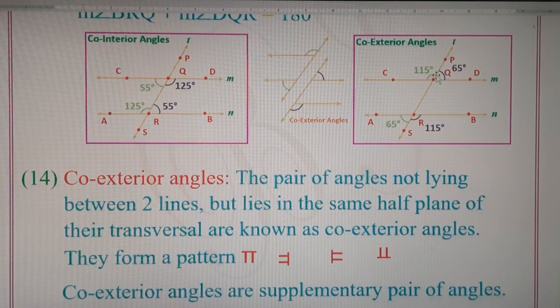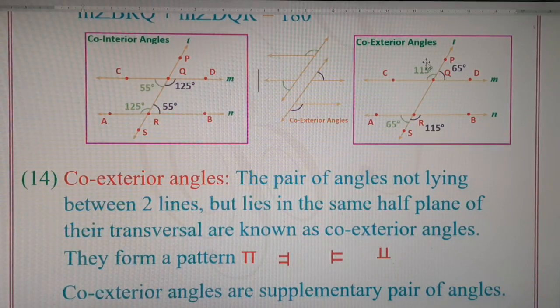So the first pair of angles we will say as angle ARS and angle CQP. Co-exterior angles are also supplementary, children. So we have to remember the sum of measures of co-exterior angles will be 180 degrees. If one of the angles is given as 65 degrees, the other angle will be 115 degrees because their sum of measures should be 180 degrees. That is 115 plus 65, the answer will be 180 degrees. So we can say co-exterior angles are supplementary.